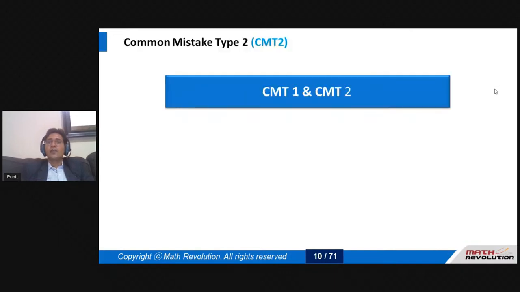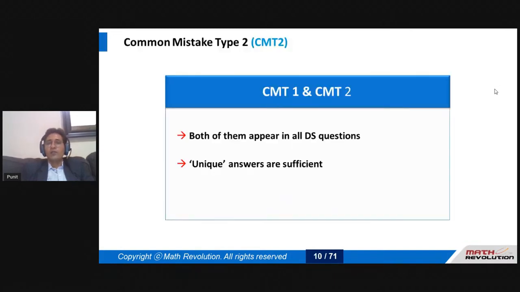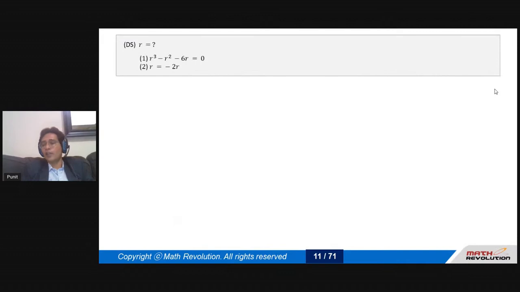Okay, let's go on to CMT2, which is common mistake type 2. In this set of questions, we have to look for a unique value for a particular variable. For yes and no, we are already done. That is CMT1. For CMT2, we will definitely be looking for a variable value. So the question right now says, what is the value of R? Now R equals what? And we have to solve it in reference to the two statements that are given.